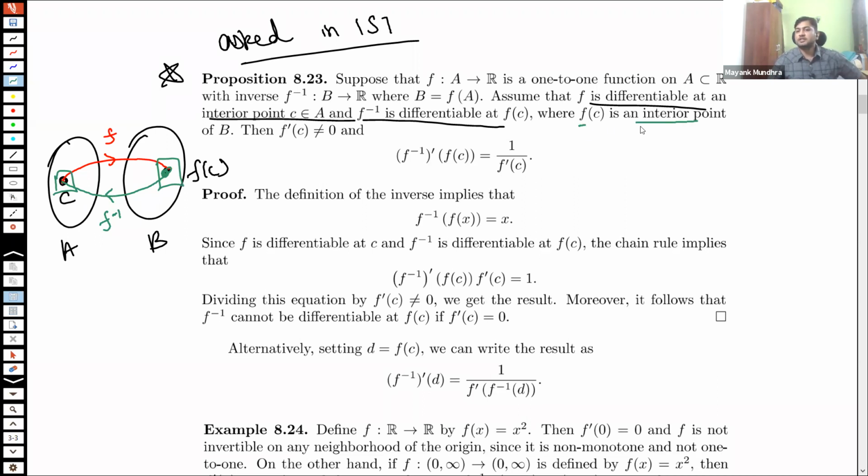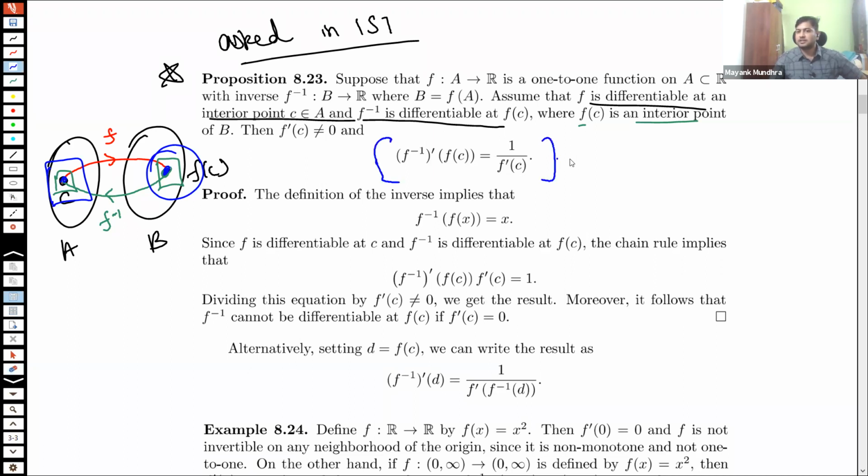So where f of c is an interior point of b, then f prime at c is not equal to 0, and f inverse prime at f of c, that is the slope of the inverse function, is going to be equal to the reciprocal of the slope of the actual function at c. So the slope of the inverse function at the image point f of c is the reciprocal of the slope of the original function at c.